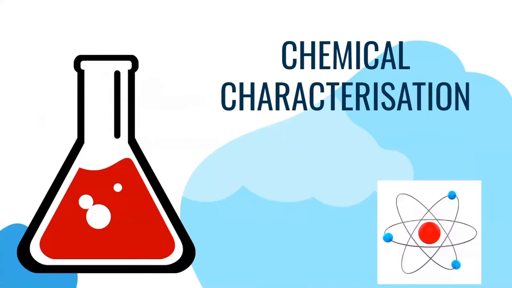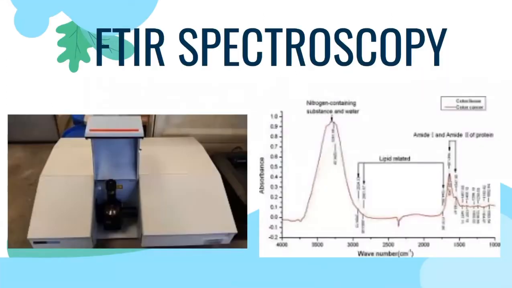Let's move on to chemical characterization. Firstly, Fourier transform infrared spectroscopy. This is an automatic mapping system where no false positive data is obtained. However, it is an expensive instrument.